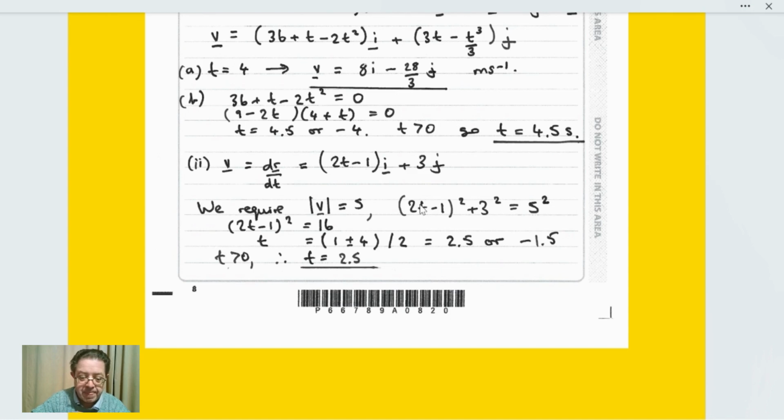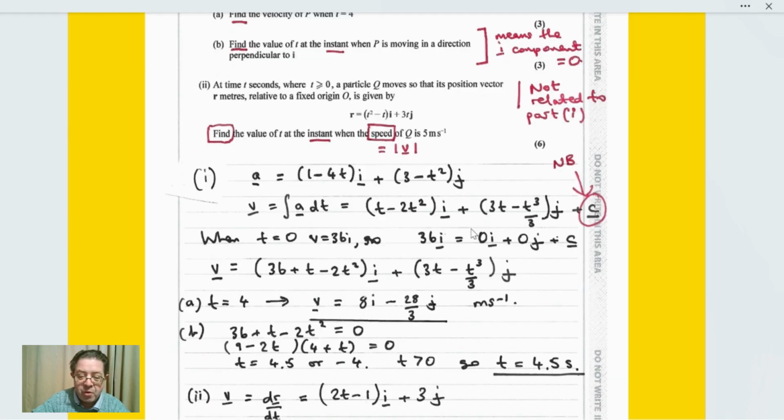Second time it's turned up in this paper. So (2t − 1)² equals 4², 16. t is 2.5 or minus 1.5. And once again, t is positive, so t must be 2.5 when the speed of Q is 5 meters per second.